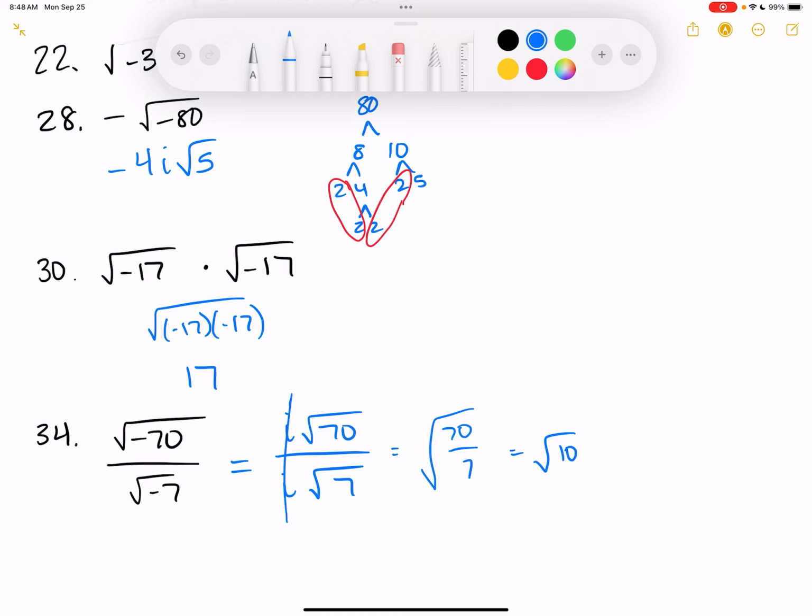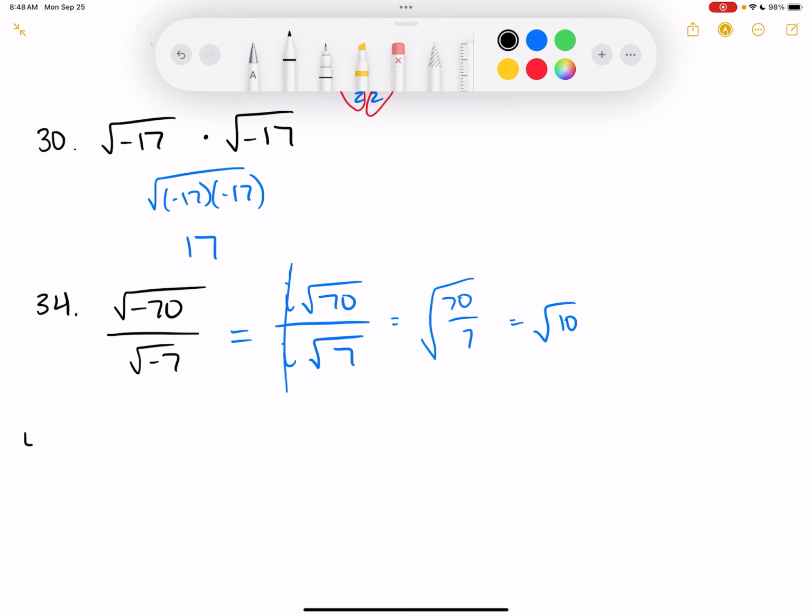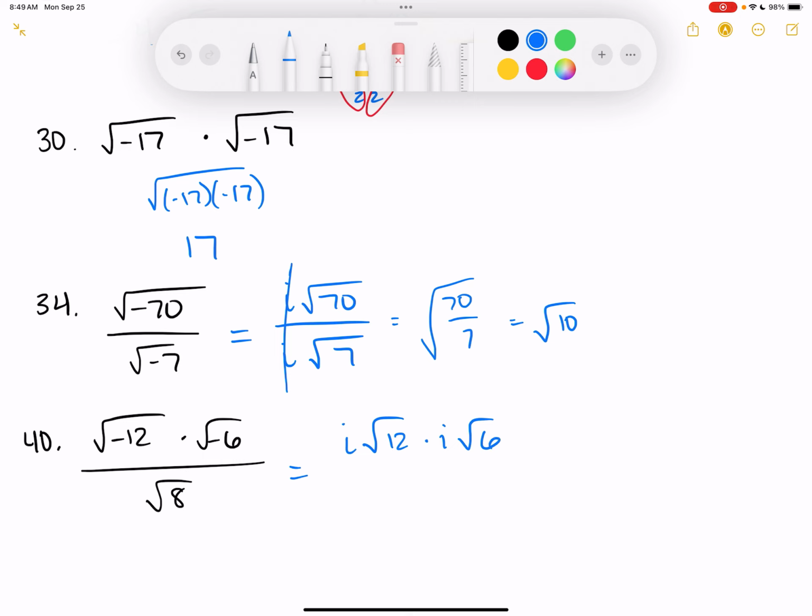Let's see, 40. We've got the square root of negative 12 times the square root of negative 6 over the square root of 8. I'll do this one taking the i's out again because that's realistically what they want us to do in this section. I'm going to take out an i from each of the top ones. So that's going to be i square root of 12 times i square root of 6 over the square root of 8.